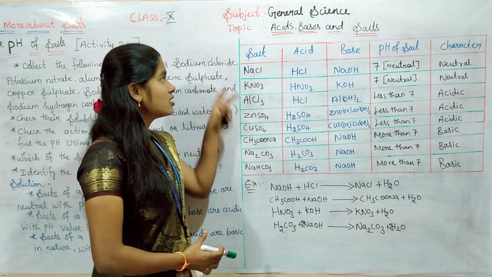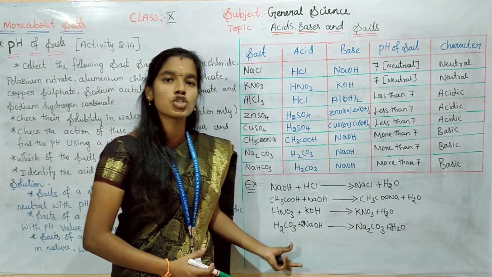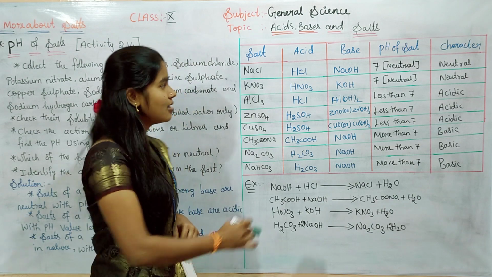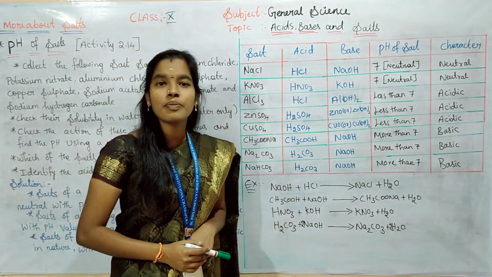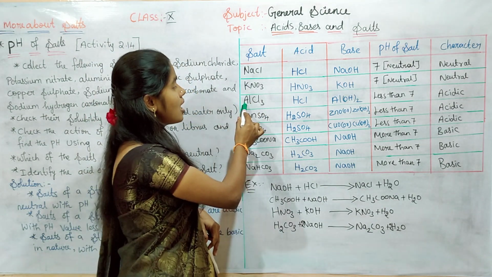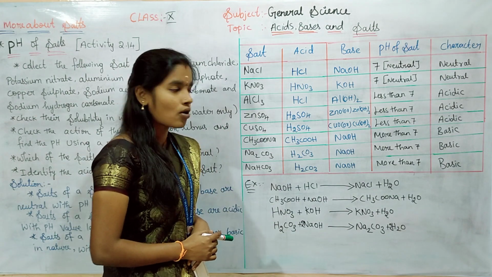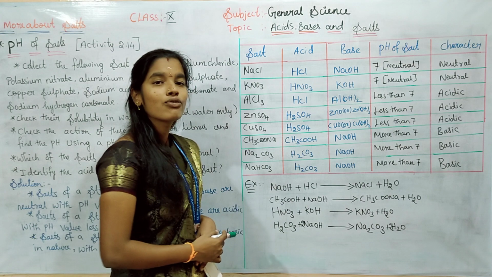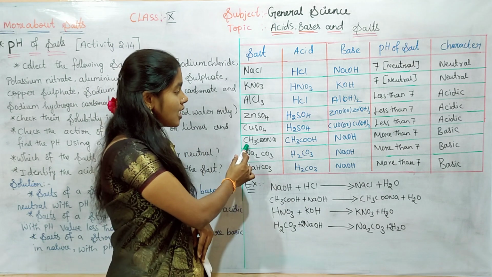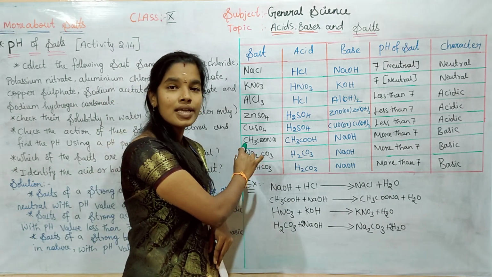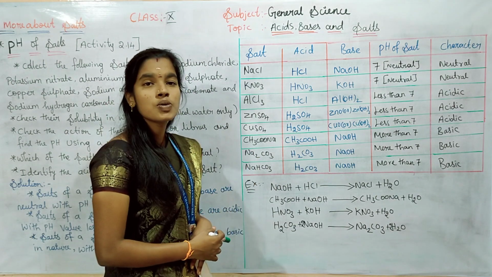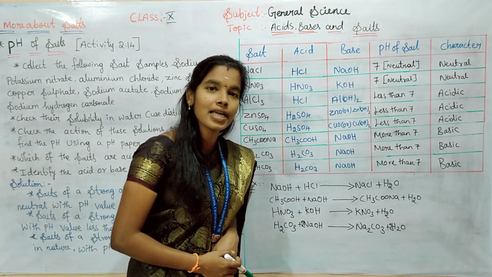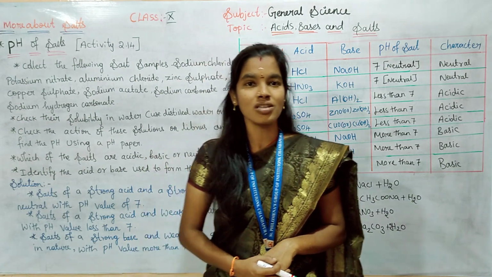So first I have written the formula of the given salts. First one is sodium chloride, formula NaCl. KNO3 is potassium nitrate. AlCl3 aluminium chloride. ZnSO4 zinc sulfate. CuSO4 copper sulfate. CH3COONa sodium acetate. Na2CO3 sodium carbonate. NaHCO3 sodium bicarbonate, or else sodium hydrogen carbonate.